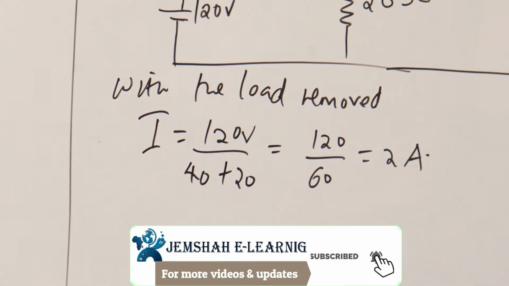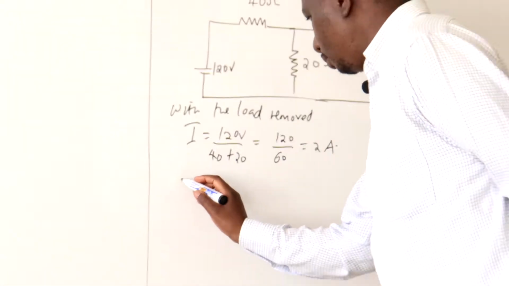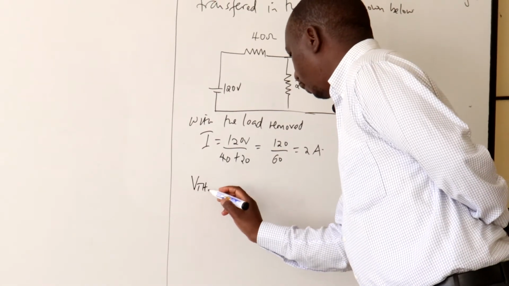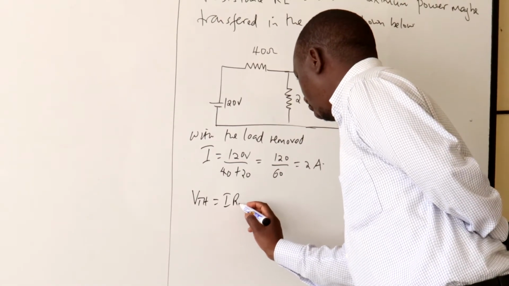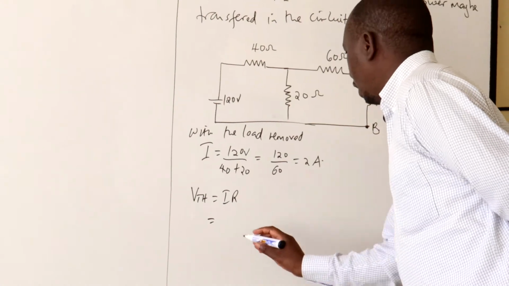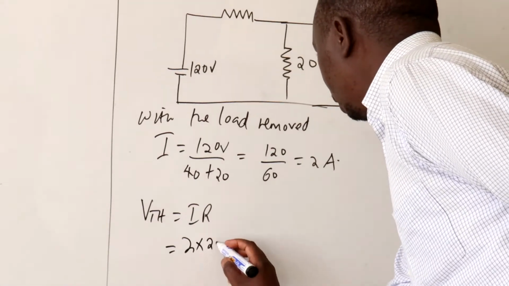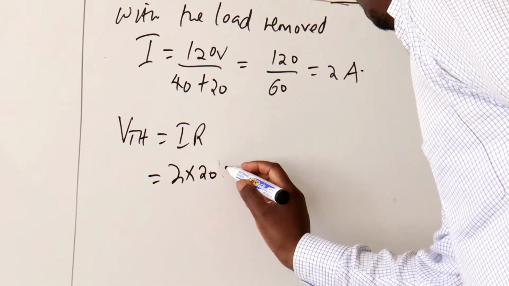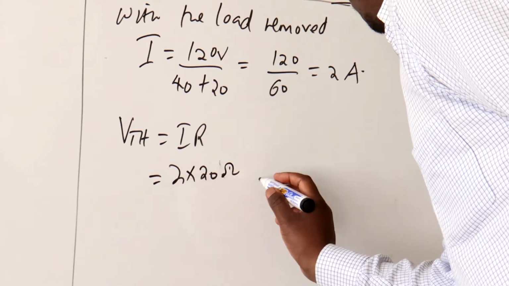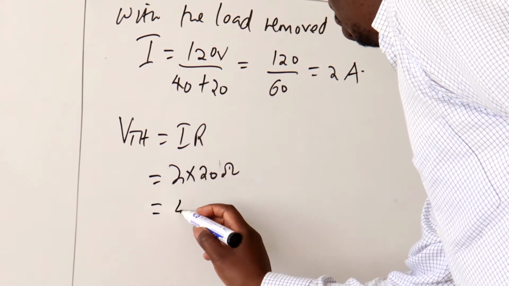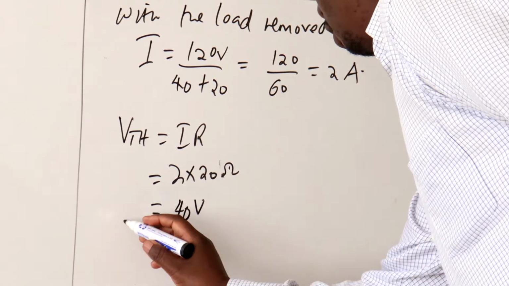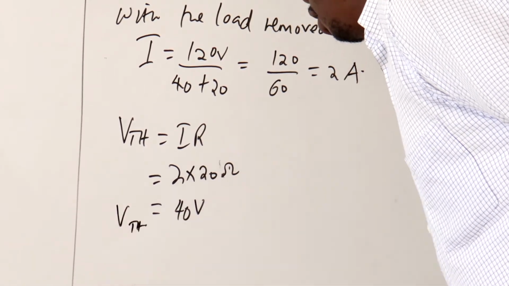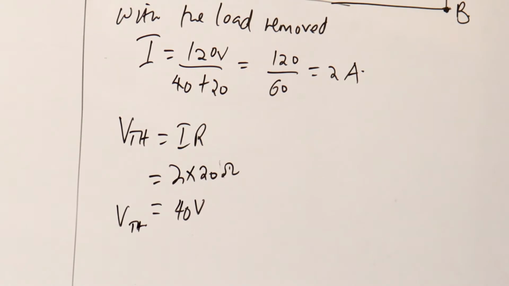So Thevenin's voltage VTH is I times R. Then I is multiplied by the resistor in parallel, 20 ohms. This 2 amps multiplied by 20 ohms is supposed to be 40 volts. This is the VTH.